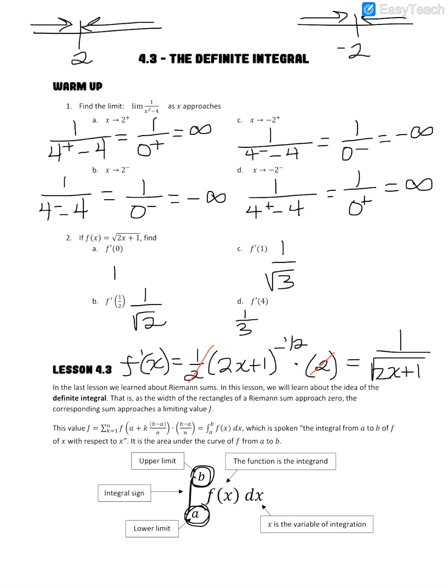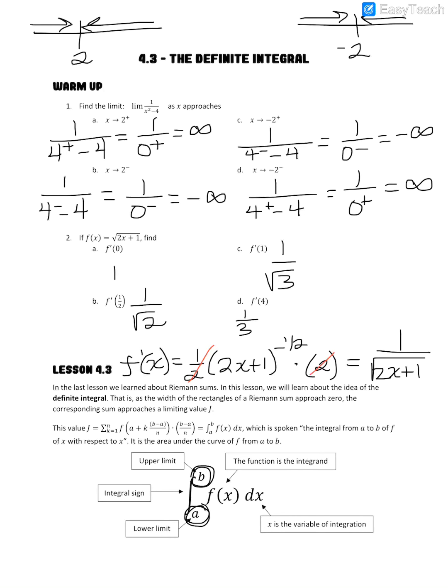All right, so let's look here. In the last lesson, we learned about Riemann sums. In this lesson, we will learn about the idea of the definite integral. That is, as the width of the rectangles of a Riemann sum approaches 0, the corresponding sum approaches a limiting value J. So the definite integral is the Riemann sum where the limit as n goes to infinity, meaning the width of the rectangles gets super, super small, and the area under the curve becomes very exact.